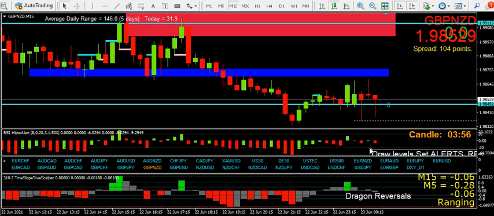Sorry, get that out of the way. Break down through this minus 20 level, and this is highly likely to continue then. Everything is in its favour. You will have had potentially a 3 candle reversal down with the momentum trigger. This will have potentially turned red, which is good as well.